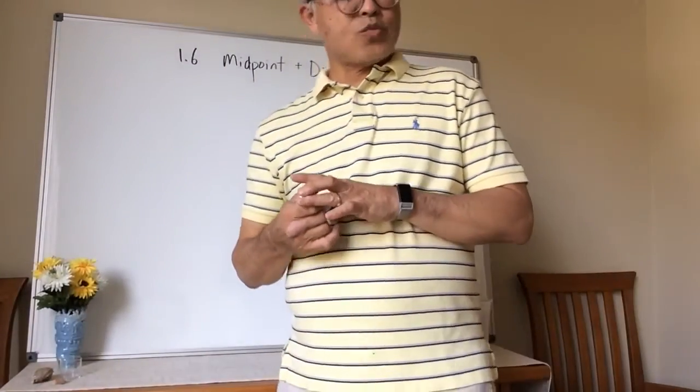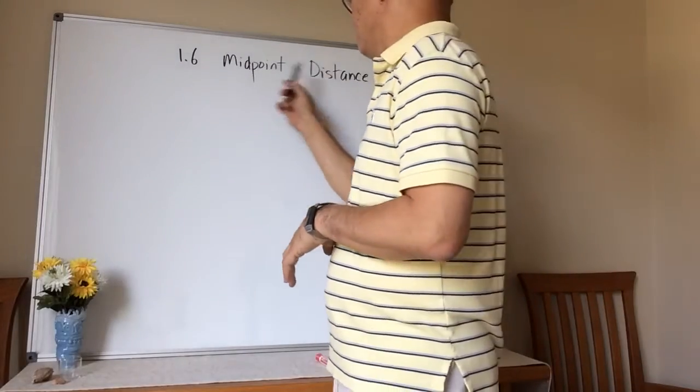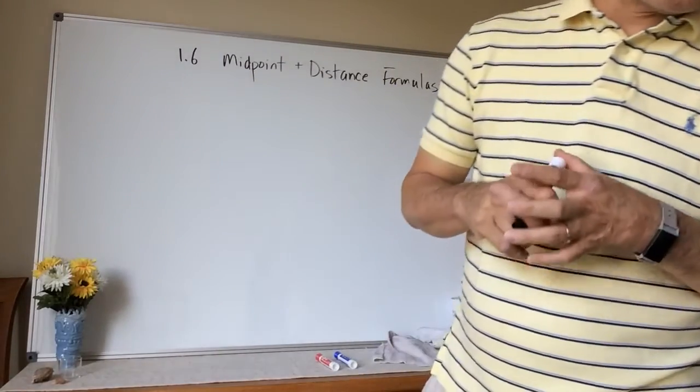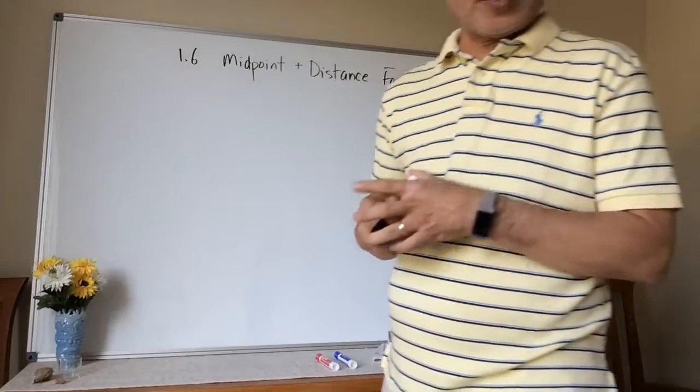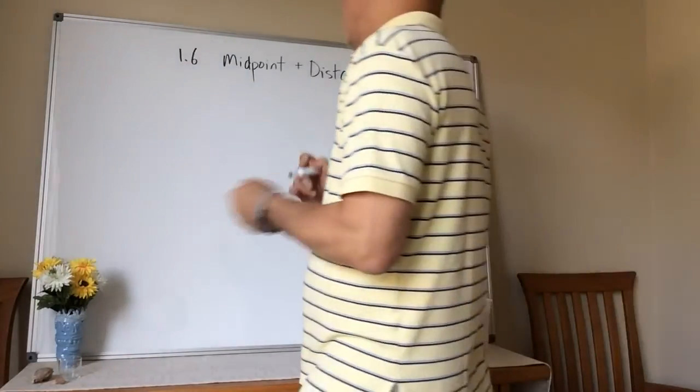Okay, so this is 1.6. In 1.6, we're talking about the midpoint and distance formulas, or the midpoint and distance in the coordinate plane. First, the midpoint formula.